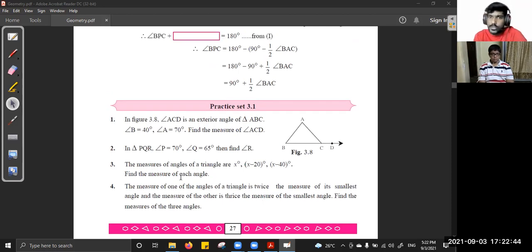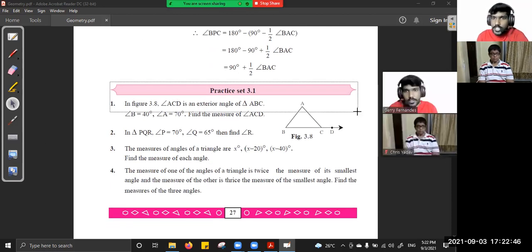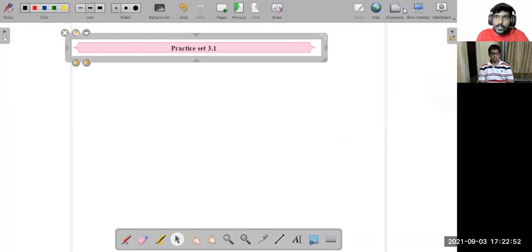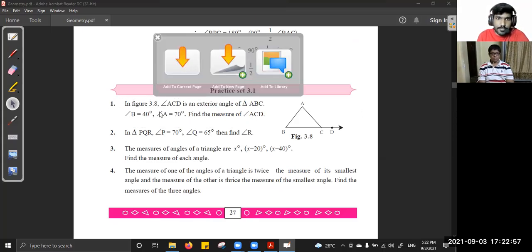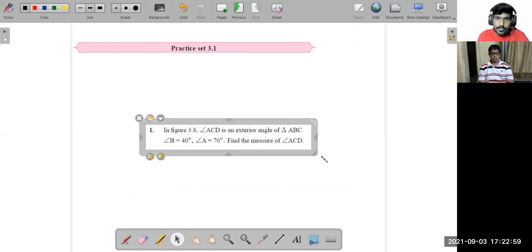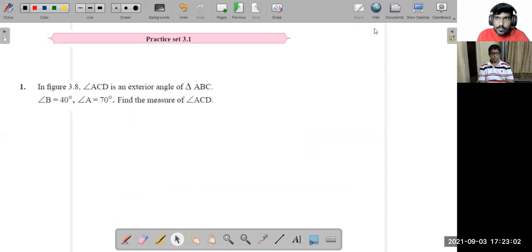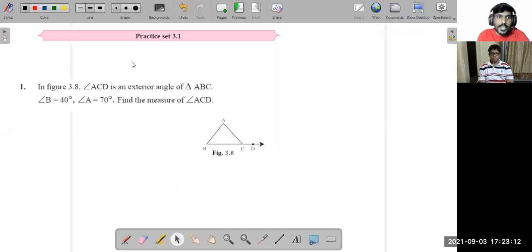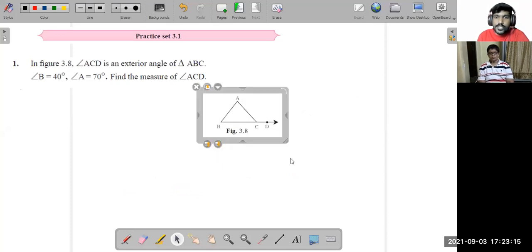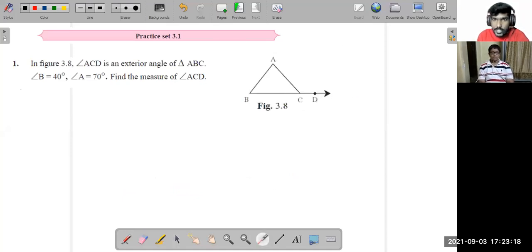Okay, now since we know these two concepts, we'll start with the exercise straight away. Practice set 3.1, we'll do the first sum. In figure 3.8, that is this one, ACD is the exterior angle. You can see that ACD is exterior. Can you see the question? Is it visible?